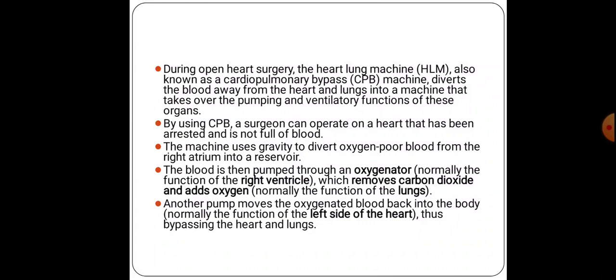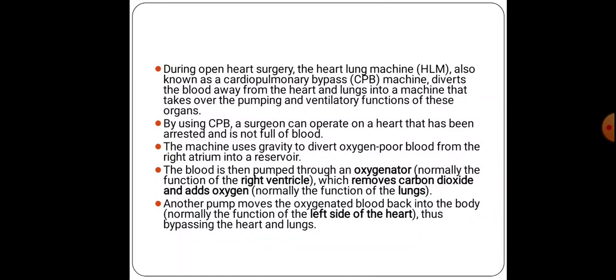By using CPB, which is cardiopulmonary bypass, a surgeon can operate on a heart that has been arrested and is not full of blood. We just stop the function of the heart temporarily, not permanently. The machine uses gravity to divert oxygen-poor blood from the right atrium into the reservoir. With the help of gravity, we take the blood away from the heart, first collecting the oxygen-poor blood either from the inferior and superior vena cava or from the right atrium into the reservoir.